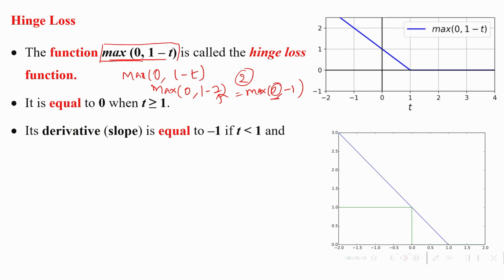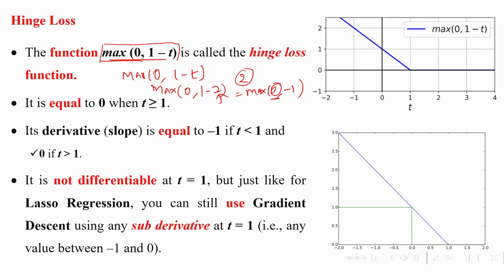The slope is equal to minus 1 if t is less than 1 and 0 if t is greater than 1. It is not differentiable at t equal to 1, but just like for lasso regression, we can still use gradient descent using any subderivative at t equal to 1, that is any value between minus 1 and 0. So this is about the hinge loss and online learning SVMs.